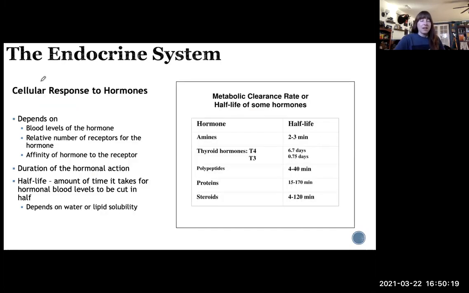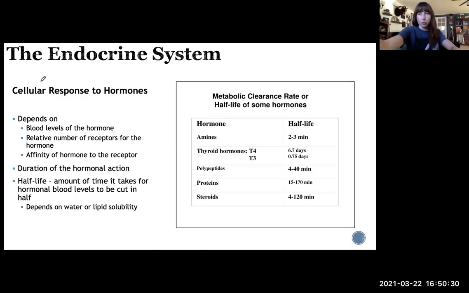Okay. The cellular response to hormones. So remember we mentioned at the beginning that the nervous system has these short-lived effects, right? So that action potential reaches the effector organ or muscle. The organ or muscle does the thing in response to the neurotransmitter. And then that's it. As long as that signal stops being received, everything kind of resets. The endocrine system is different.